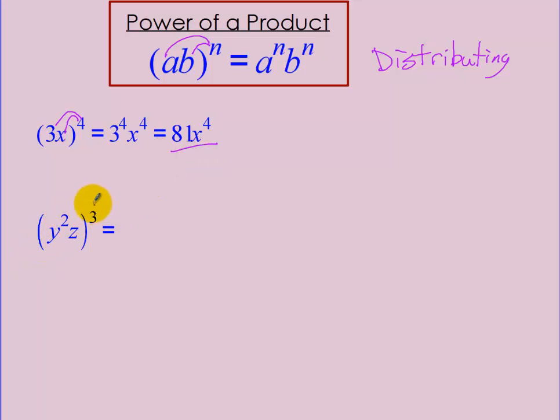In the other example, you distribute this 3 to both the y and the z, but here's how this turns out. It's y squared, all of that to the 3rd power, times z to the 3rd power. Y squared to the 3rd power is just the power of a power we talked about last time, so it's going to be y to the 6, 2 times 3, times z to the 3rd power. Those are those examples. Let's do the last one.